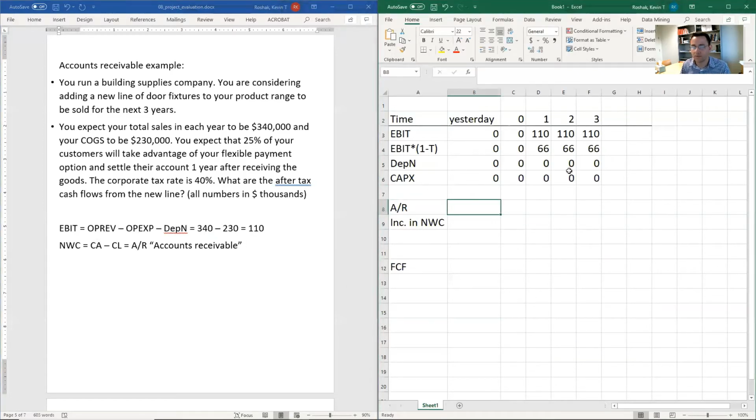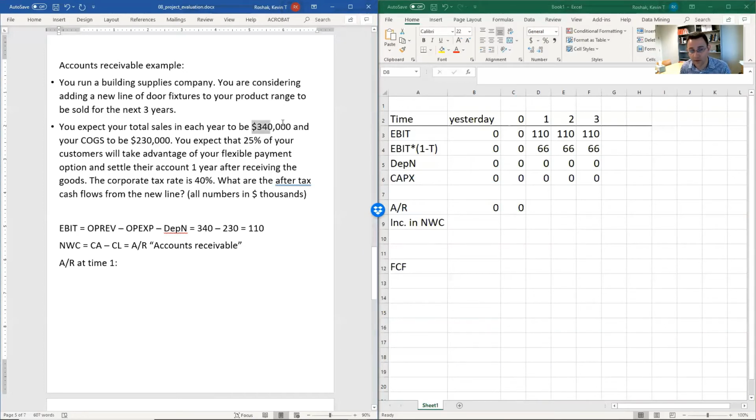What's our accounts receivable yesterday? Well, we didn't do anything, so we don't have any accounts receivable now. What about at time 0? Nothing going on at time 0. We didn't make any sales at time 0, as we've reiterated. No accounts receivable. When do the accounts receivable kick in? Well, it's when we start to sell stuff. Okay, so how much do our customers owe us at time 1?